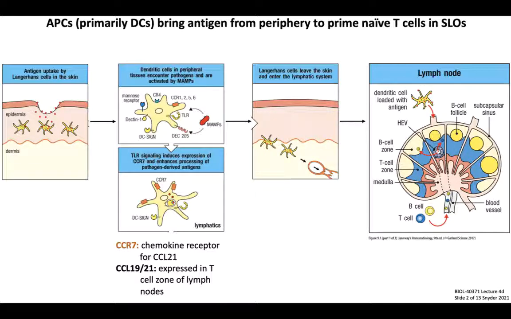Because CCL19 and CCL21 are expressed most highly in the T cell zone of the lymph node, the CCR7 expressing APC migrates deeper into the T cell region of the lymph node, and this is shown in the diagram on the right in blue. Once in the T cell zone, the APC can crawl around and sample different T cells, and this is a process called browsing, until it finds one that expresses a cognate TCR that recognizes its own peptide MHC complex.